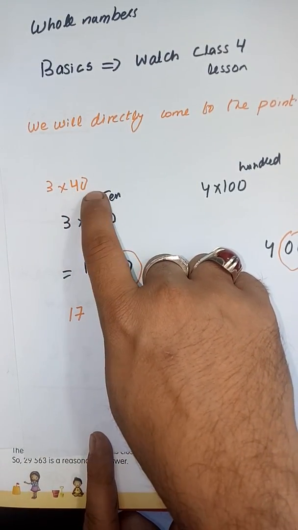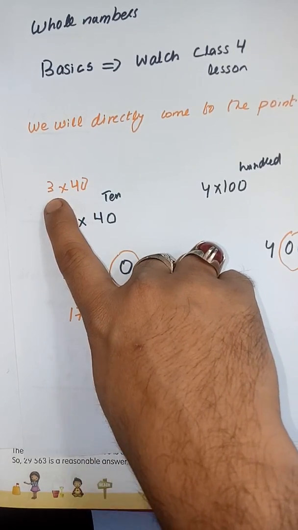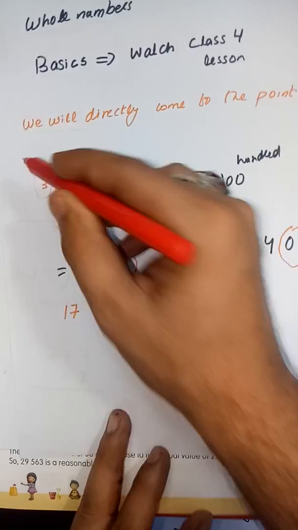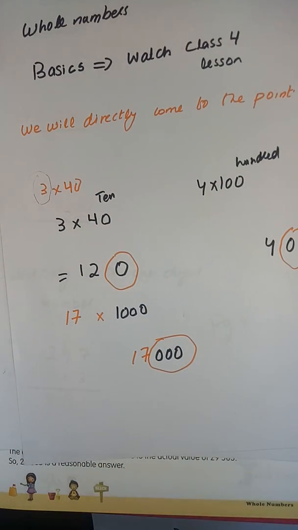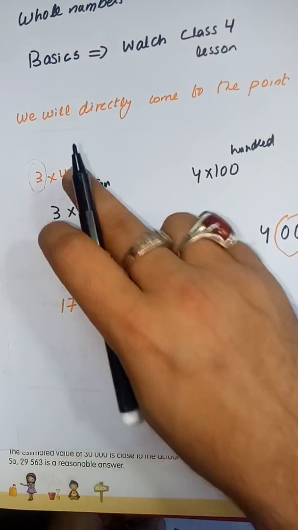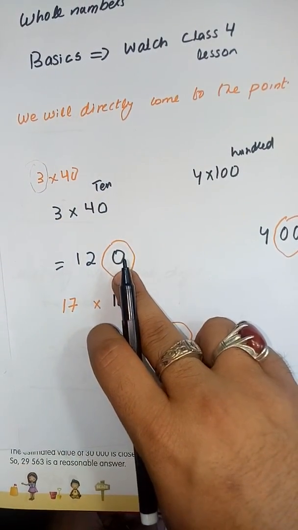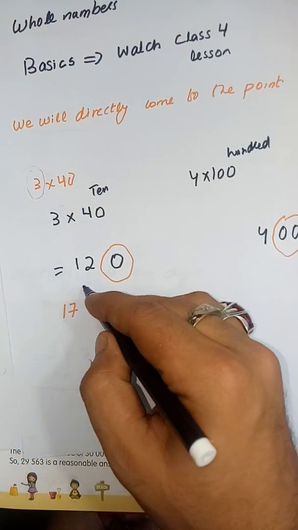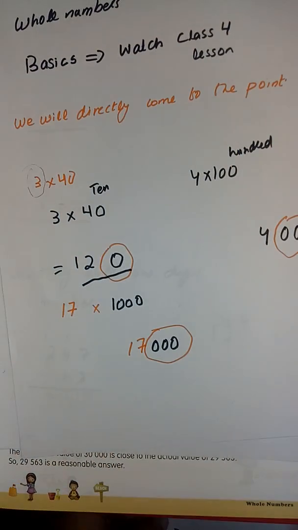As we can see, there is only one 0. Whenever we multiply a whole number with 10, the 0 will be used straight away without doing anything. The 0 will come right here. Then 3 4s are 12, so the answer will be 112. A very easy way to solve it.